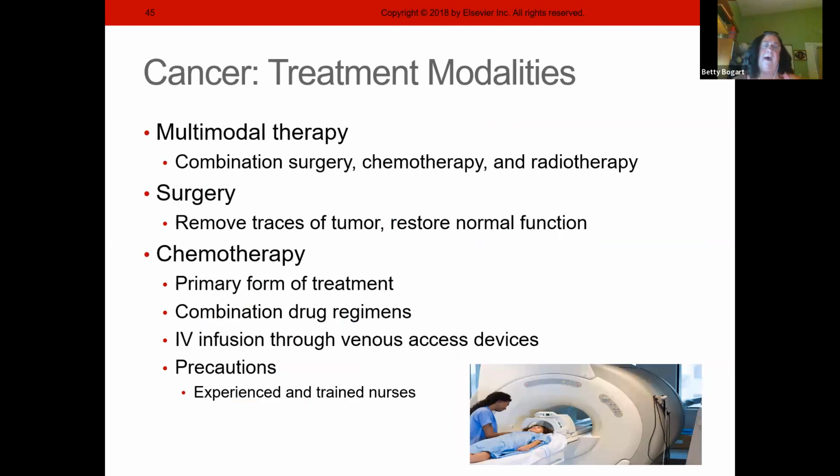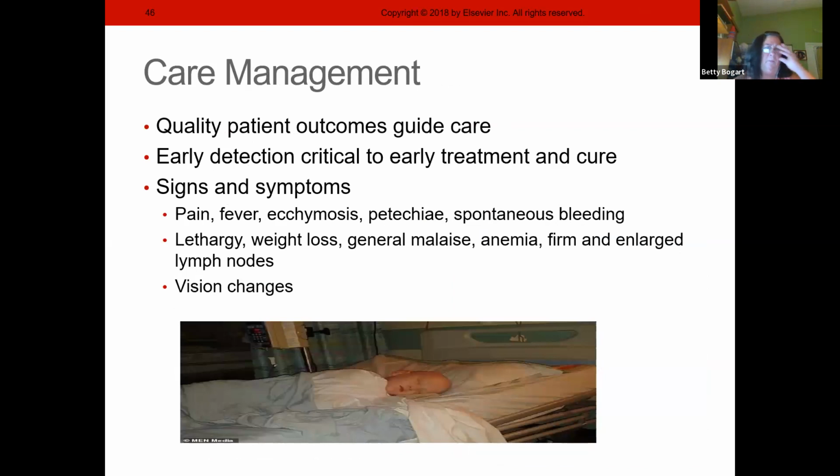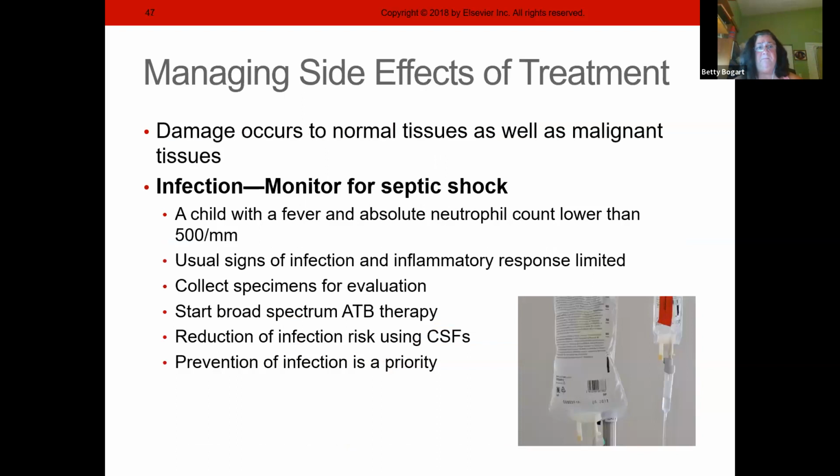So, talk about cancer and treatment. There's surgery, there's chemo, there's radiation. And all of these things are used in combination for the best outcomes. So, what do you see in cancer? Very similar to leukemia: pain, fever, ecchymosis, petechiae, bleeding, lethargy, weight loss. All of these things can be part of it. Sometimes you have outward appearances, sometimes you don't.